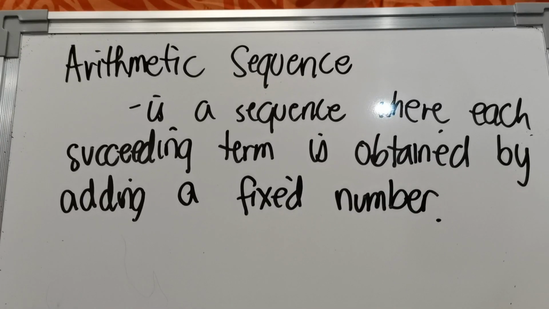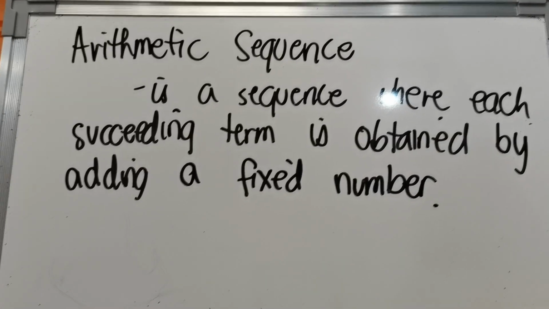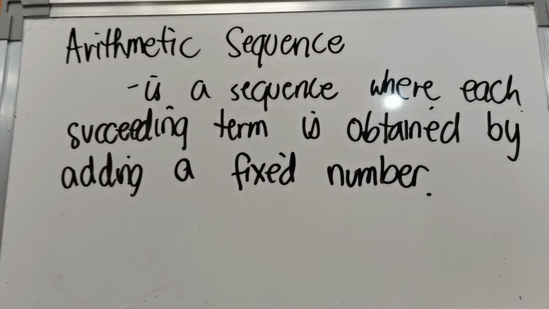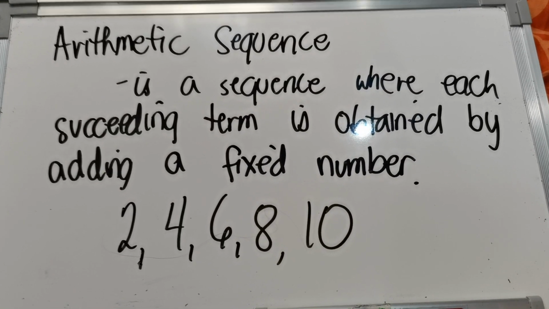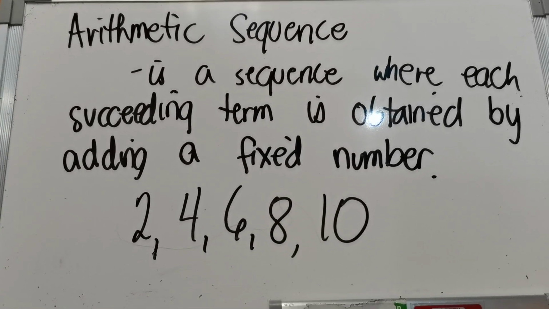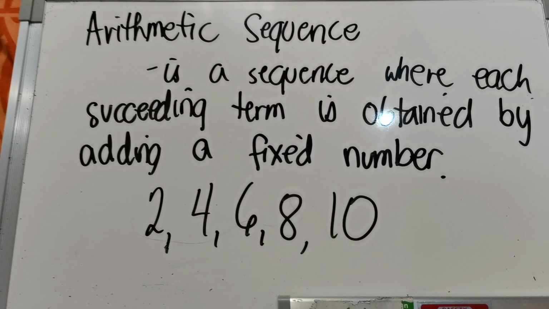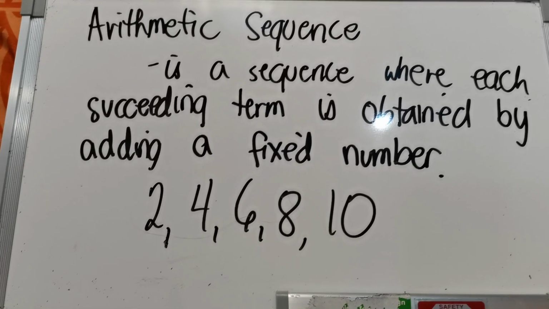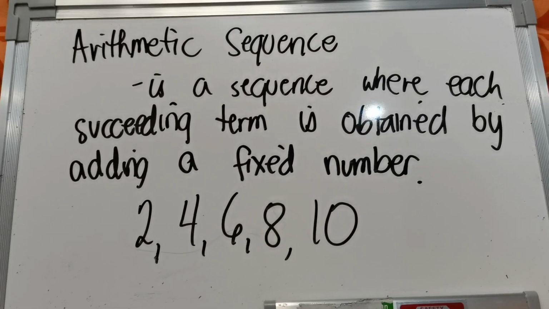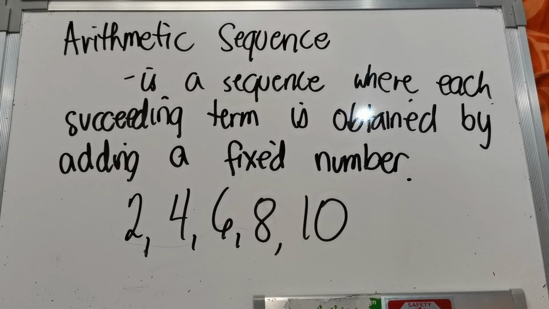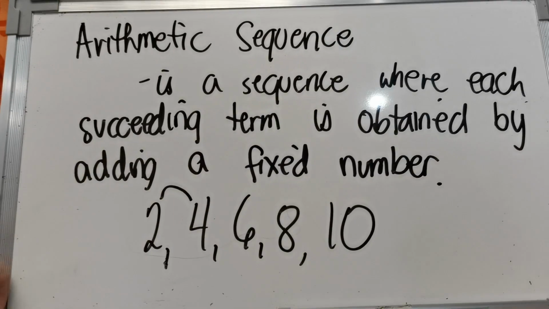So dito, para malaman natin what will be the next term, isa lang yung fixed number na in-add natin. Say for example, we have 2, 4, 6, 8, and 10. So kung mapapansin nyo, para malaman natin yung mga susunod na terms, isa lang yung fixed number na ina-add natin, which is 2. And how did we get 2? So simply, ima-minus lang natin yung terms na magkakasunod. So 4 minus 2, 2.